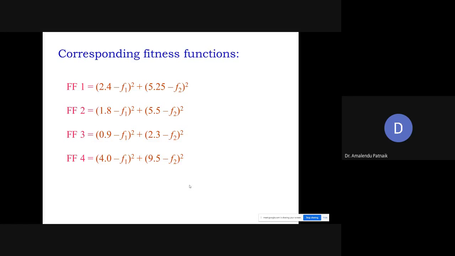So we have applied that, and we have used a simple cost function, because in the first antenna designing problem, my requirement is these two resonant frequencies, 2.4 and 5.25 gigahertz. So I have used this simple fitness function: (2.4 minus f1) squared plus (5.25 minus f2) squared.